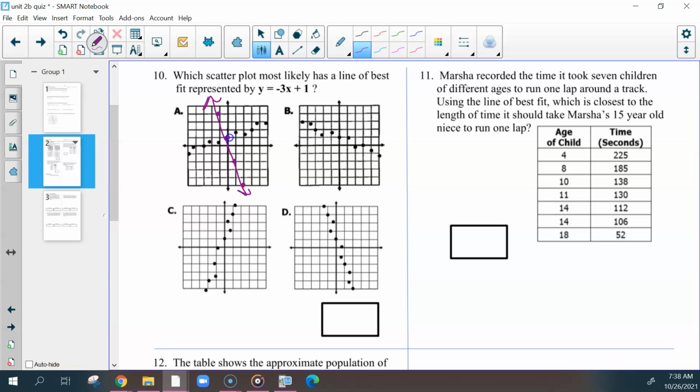A is definitely not it. B looks like it's it, but not quite. It has the negative aspect, but it doesn't fully form that. C is a positive, so D would be our answer there. And I can draw that line again just so you see how it works. All the points are surrounded by that line, so D would be your answer for that one.